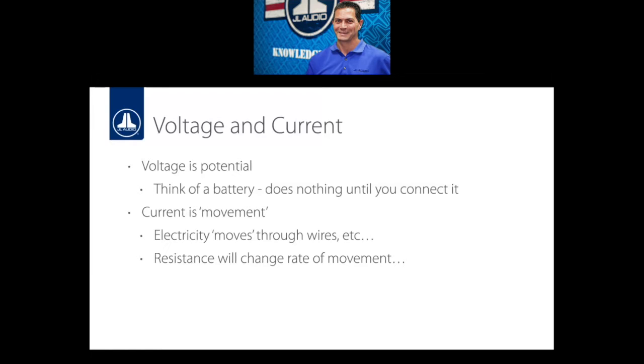And resistance, by changing the rate of the flow of current, is going to be the byproduct of all of that. And there are nifty formulas that can be used to calculate all this. But whenever you have a resistance, there's also something that happens called a voltage drop.